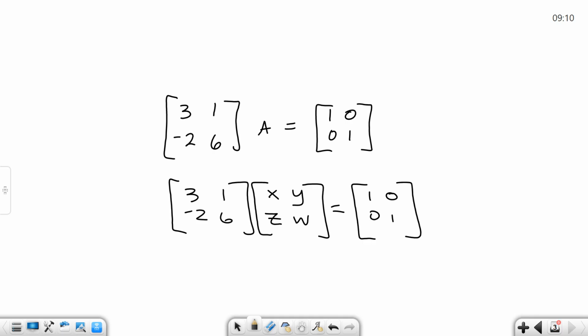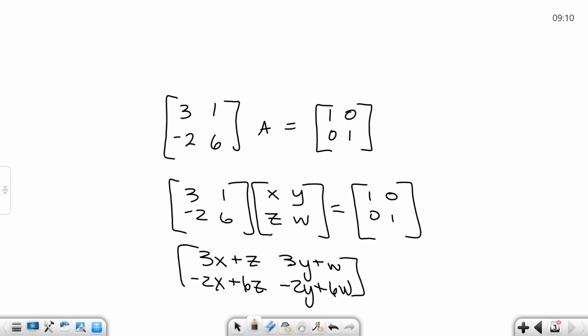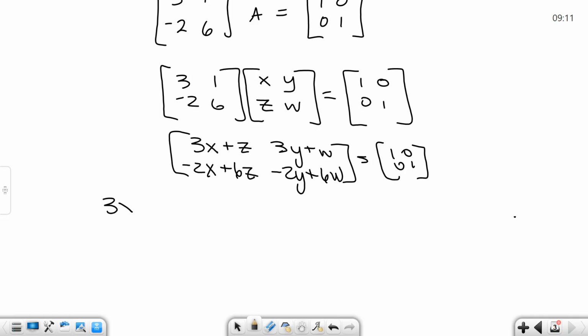So multiplying these first matrices over here, you would have 3x plus z, 3y plus w, negative 2x plus 6z, and negative 2y plus 6w. And that's what you would get on the left, and that equals 1001 on the right. And then you could go with your systems. 3x plus z would equal 1, because that's element 1, 1 on both sides. Negative 2x plus 6z would equal 0. Solve that out and you get x and z.